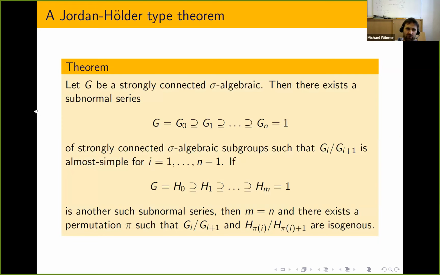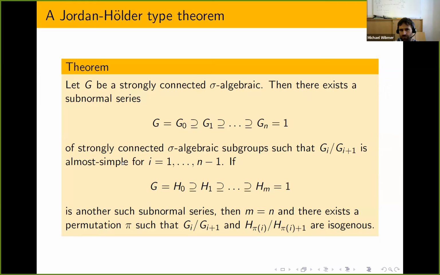Now this is a general structure theorem for difference algebraic groups, which is very similar to the classical Schreier-type theorem. We assume that G is a strongly connected difference algebraic group, and we decompose it using a subnormal series. Subnormal series means that, say, G1 is a normal subgroup in G0, G2 is a normal subgroup in G1, and so on. All those groups are strongly connected difference algebraic subgroups. And the main property is then that the factor groups are almost simple.